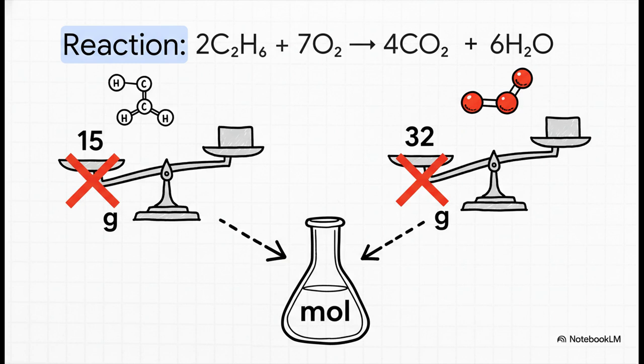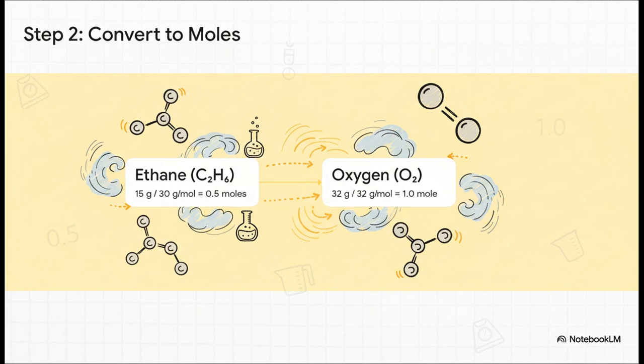Now, what's our first step? It's not to compare 15 and 32. Remember the golden rule? We have to convert everything to our universal currency. We gotta find the moles. Okay, so for each one, we take its mass and divide by its molar mass. For ethane, 15 grams turns out to be half a mole, and for oxygen, 32 grams is exactly 1 mole. Perfect. Now we have numbers we can actually compare.